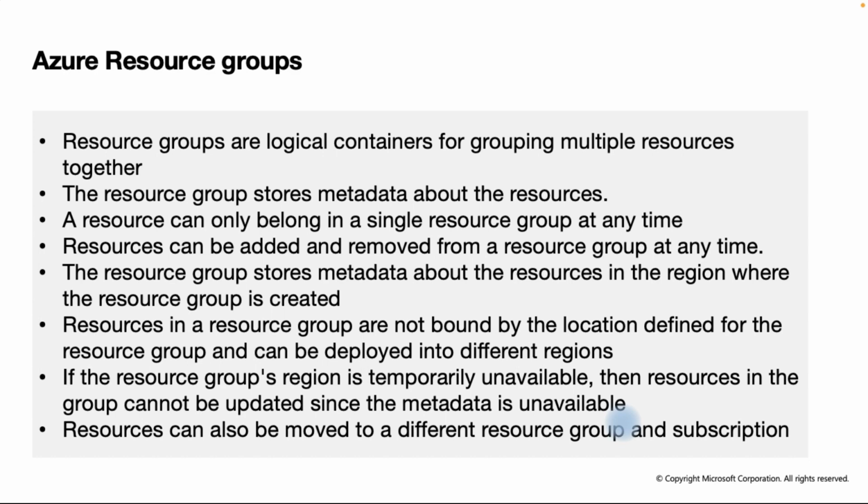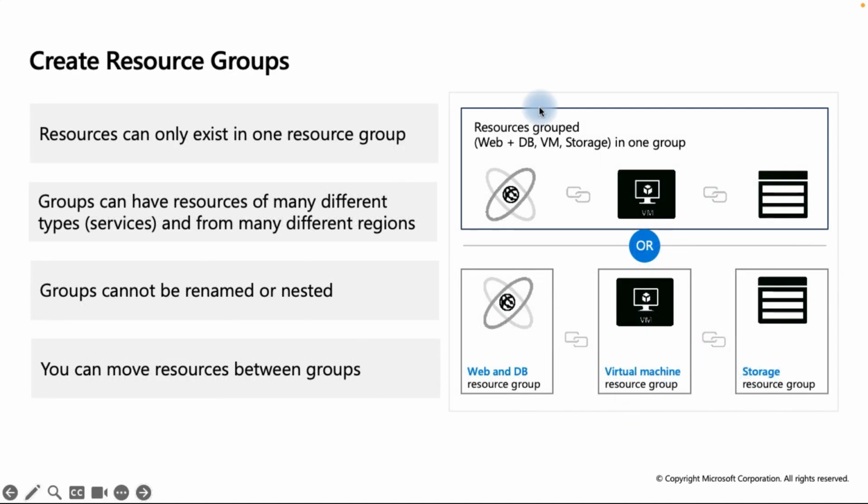Now I will show you one small diagram. See here, a resource group with web plus DB plus VM and storage in one group. This is one group, a logical container. You can store all your web, DB, and VM in that group. Also, you can do it differently: web and DB in one resource group, virtual machine in another resource group, storage in another resource group. So you can divide into different types. You can put everything in one, or everything in different resource groups, and you can organize by geography, location, and department, whatever you need, easily.